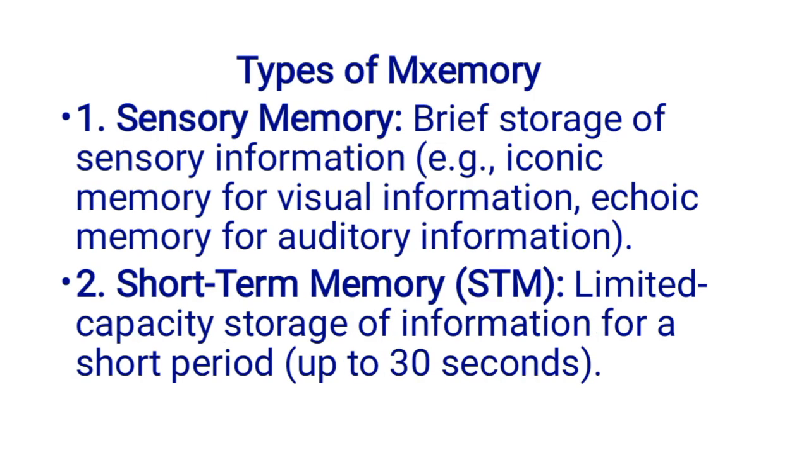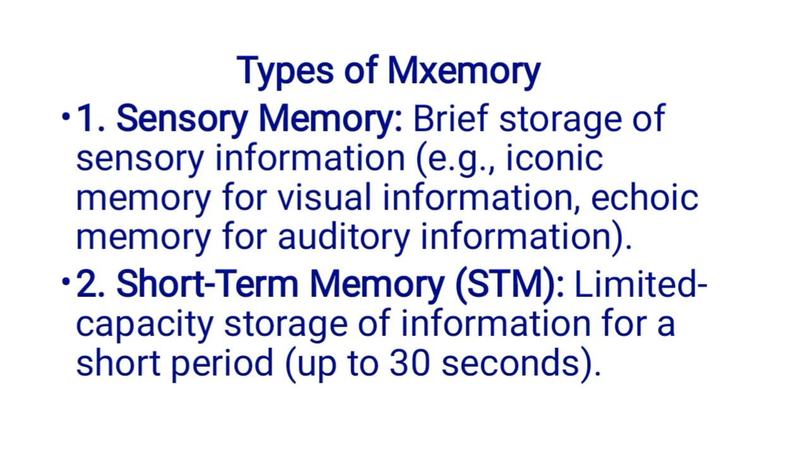So there are different types of memory. So we have got what is called sensory memory. This is a brief storage of sensory information, e.g. iconic memory for visual information or echo memory for auditory information. So what happens is that when we see something, it is stored temporarily for that period of time. You'll be able to remember what you have seen. But after just some seconds or just after some minutes, you're not going to remember what you saw.